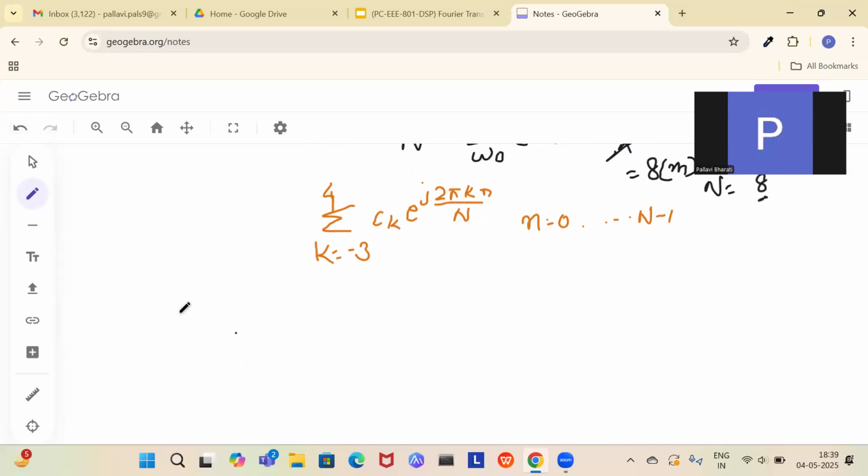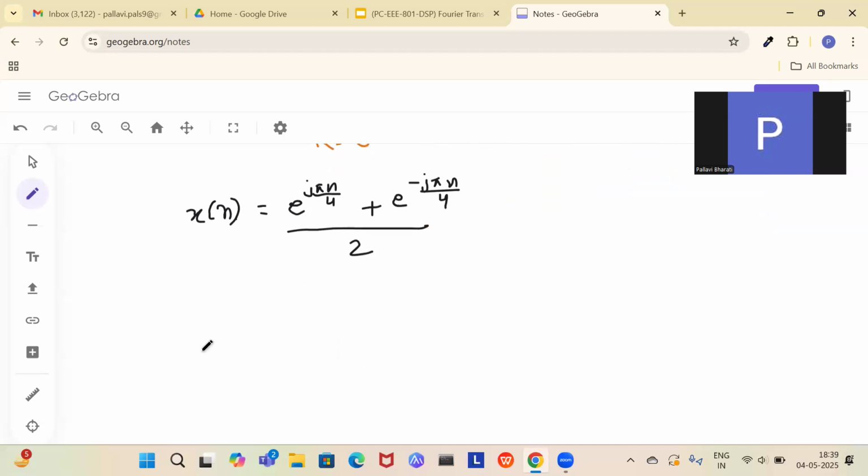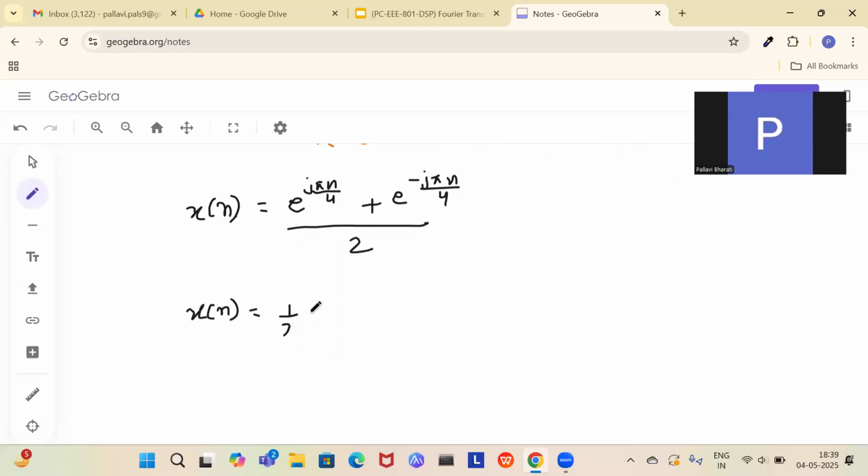So x[n] is equal to (e^(jπn/4) + e^(-jπn/4)) divided by 2. So this one we will write now: x[n] is equal to half e^(jπn/4) plus half e^(-jπn/4).